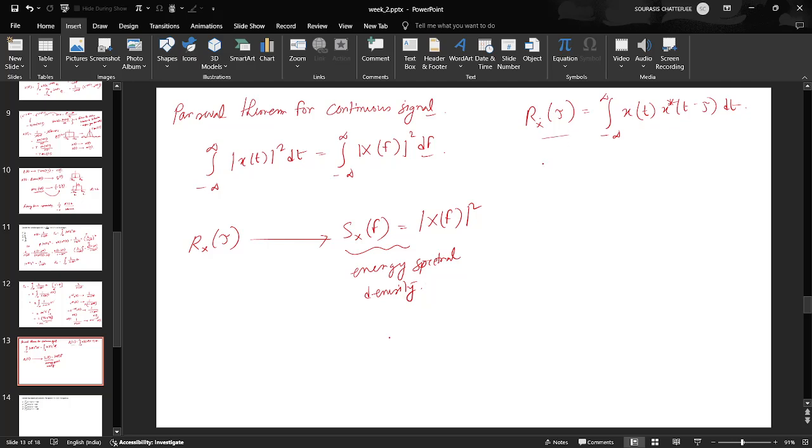So now in place of tau, if we replace tau is equal to 0, what we will obtain? Rx(0) is equal to minus infinity to infinity x(t) x star(t) dt, and this is nothing but absolute value square of x(t), which is energy of the signal.